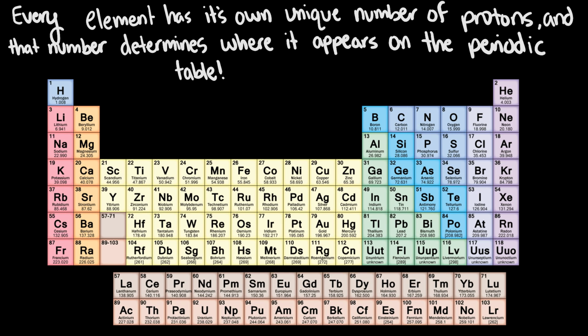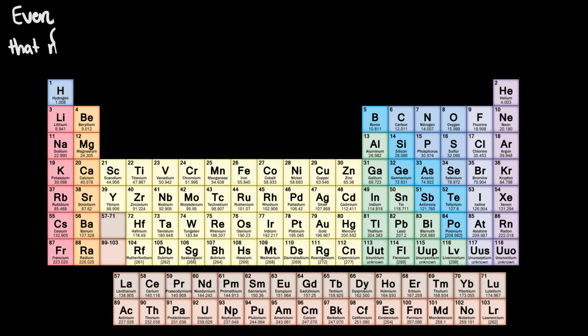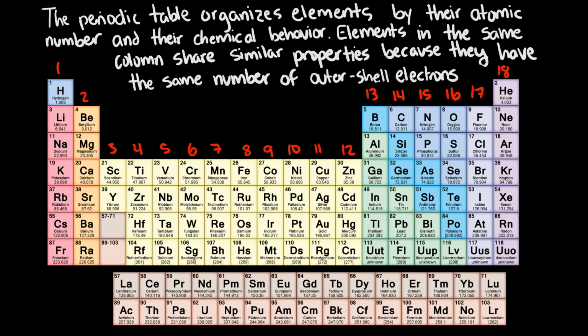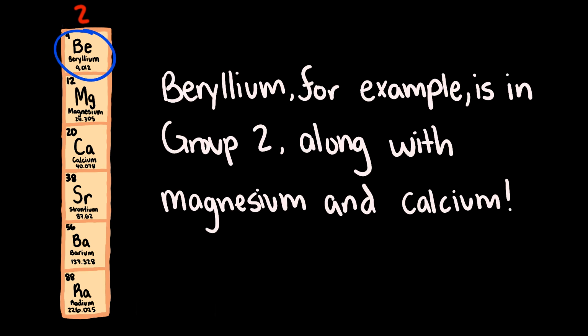Every element has its own unique number of protons, and that number determines where it appears on the periodic table. The periodic table organizes elements by their atomic number and their chemical behavior. Elements in the same column share similar properties because they have the same number of outer shell electrons. Beryllium, for example, is in group 2, along with magnesium and calcium.